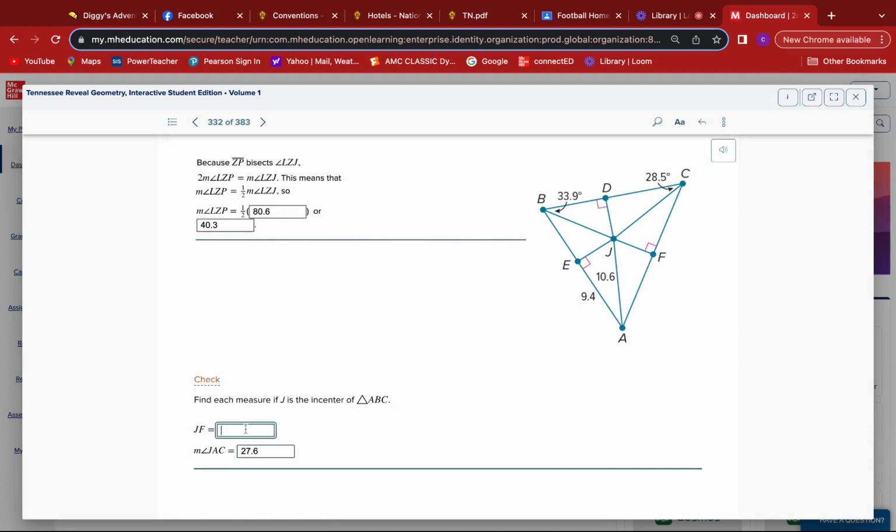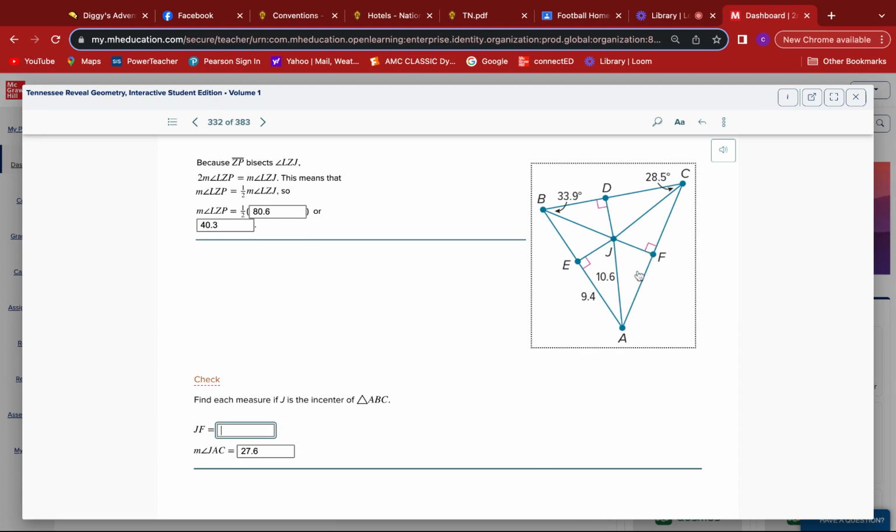All right, now let's see. I got to find JF. What do we got here? JF, I got to find that little section right there. Let's see, what have I got? I've got EA is 9.4, which means FA is 9.4. Oh, it's the Pythagorean theorem. I see it now. I see it.